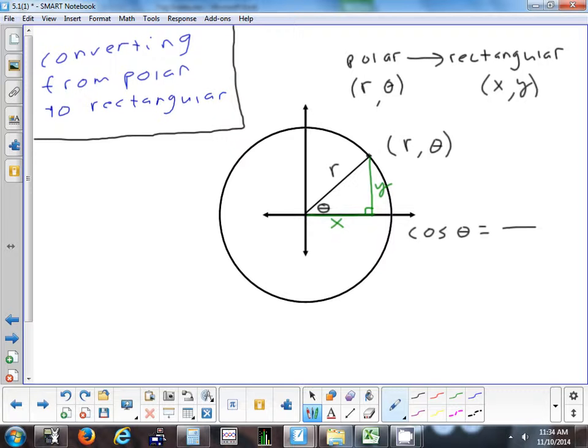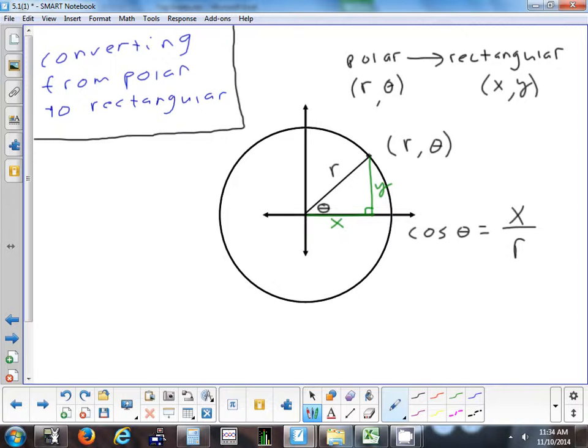So the cosine of your angle equals, and it's a fraction. Can you tell me which one goes on top? It's either x or r. The one that goes on top does not come first alphabetically. Oh, yeah, x over r. So the cosine of theta equals x over r.